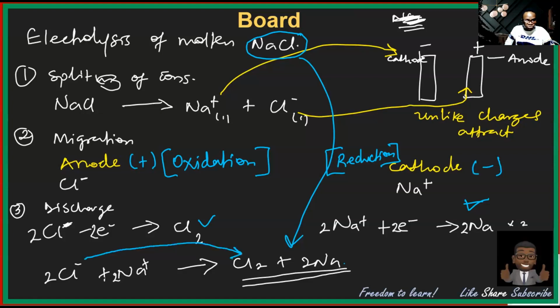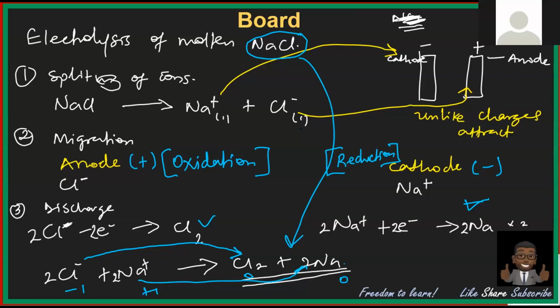To chlorine. It's moving from -1 to 0. While your sodium ion is reduced to what? To sodium. It's moving from +1 to 0. Isn't this interesting? Yes, sir. Okay. So that is one example.